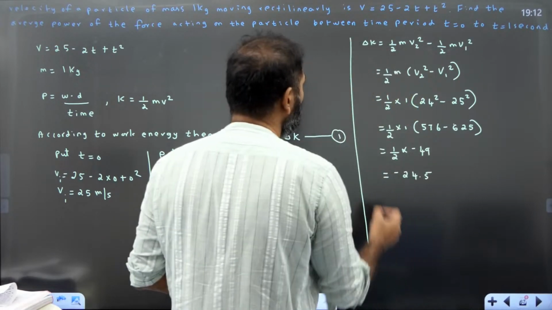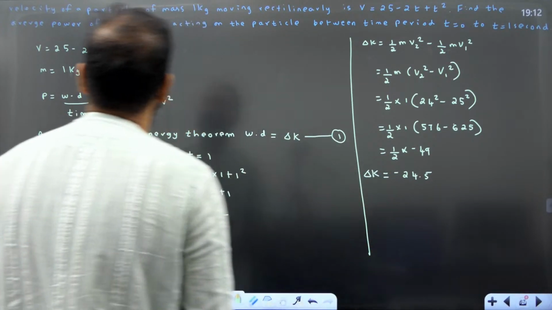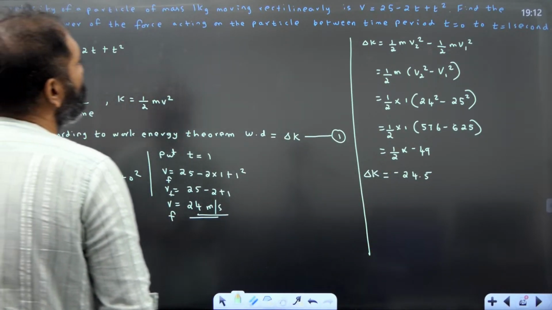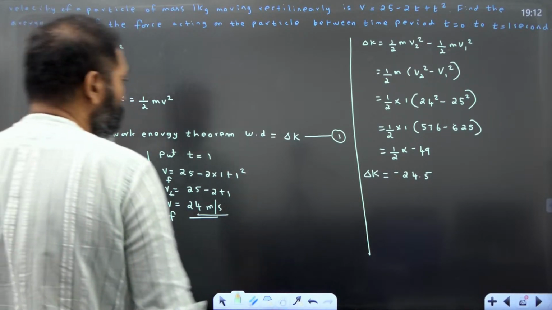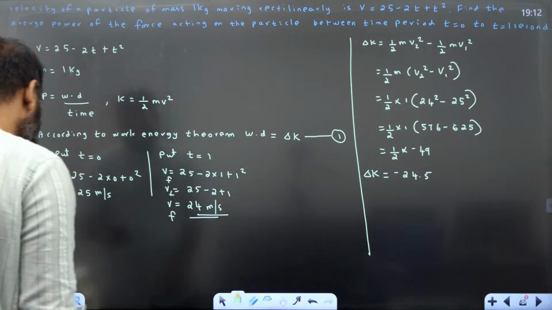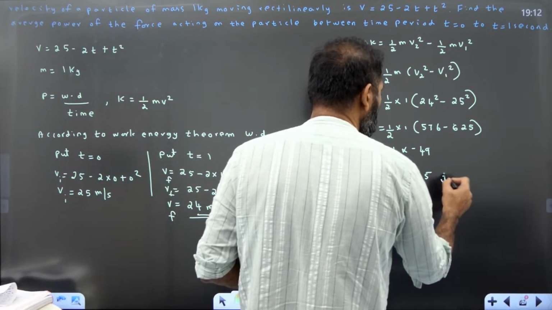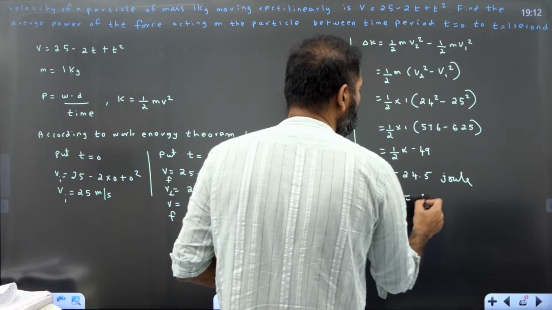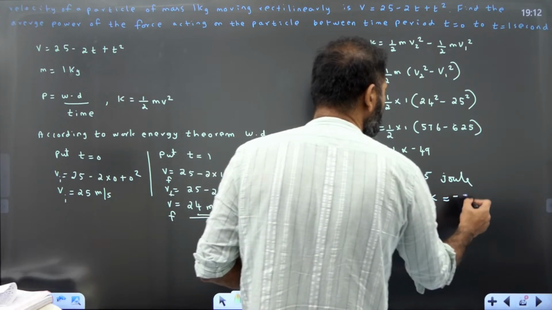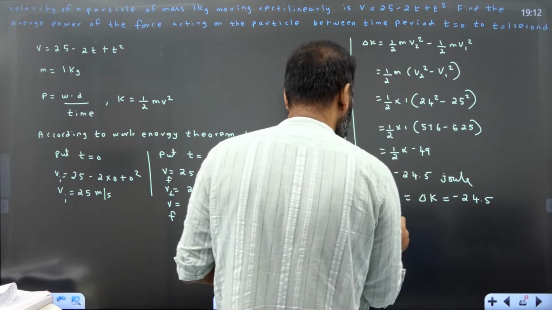Minus 24.5 will be the change in kinetic energy. But what we have to find out is the work done. According to the work energy theorem, work done is equal to the change in energy. That is, work done is equal to minus 24.5 joule.